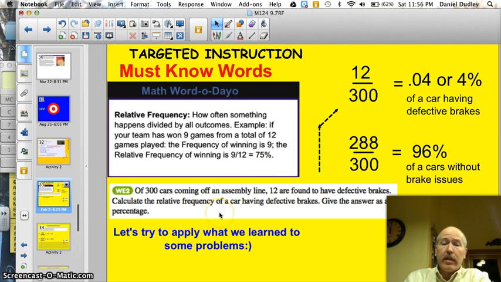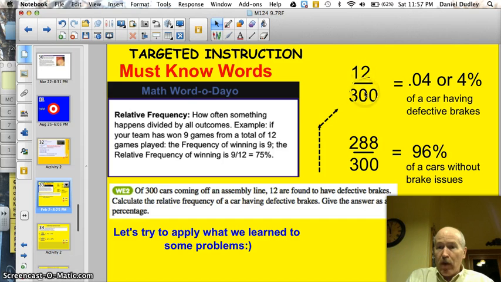Here's another quick example. 300 cars coming off an assembly line. 12 of them have brake problems. Let's set this problem up. Here's 12 with brake problems out of 300. What is the frequency? Calculate the relative frequency of one having brake problems. Give the answer as a percentage.